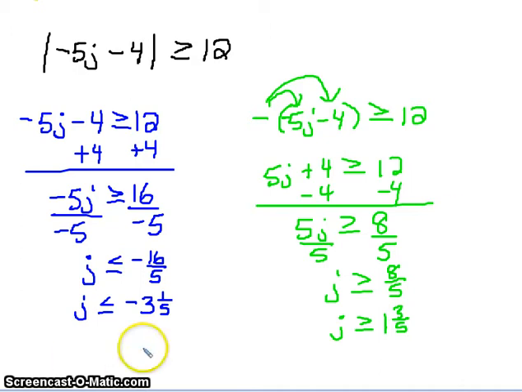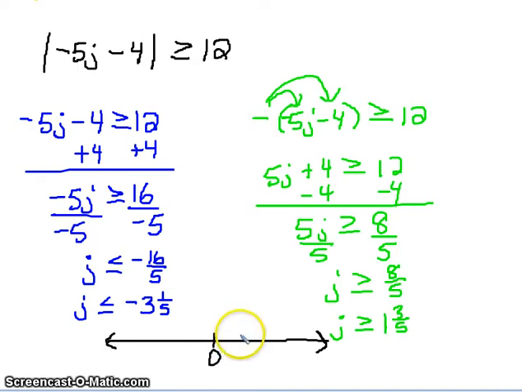So if we want to graph this, here's my number line, here's my 0. We're going to go 1, 2, 3, 4, -1, -2, -3, -4. -3 and 1/5 is going to be about -1, 2, 3 and a little bit. This is a filled-in circle because it's less than or equal to. 0 is not less than -3, so we're going to go this way. Less than is this way.